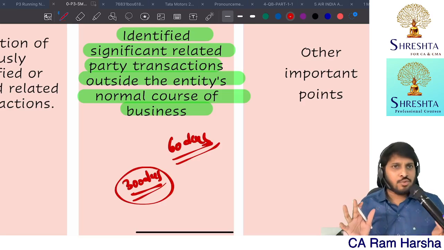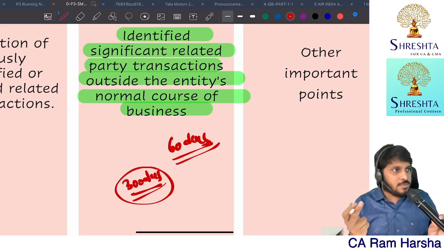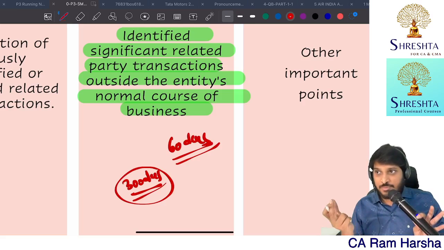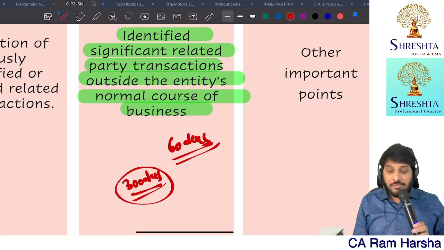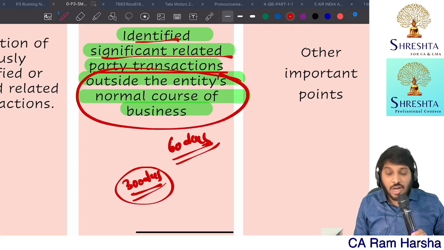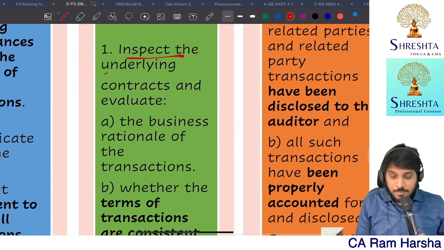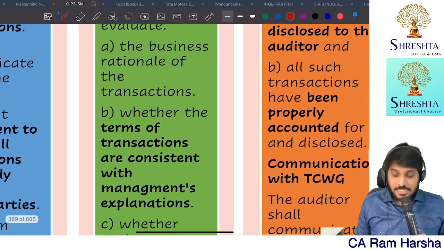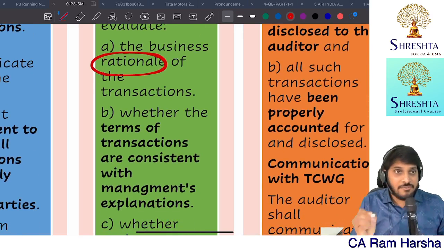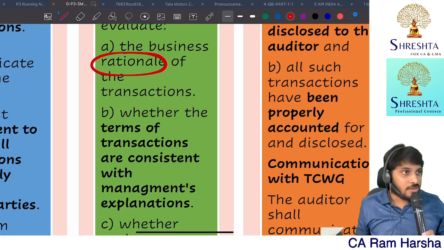Generally what I do, that's ordinary course of business. Outside ordinary course of business means occasionally, unusually, exceptionally what I do. Getting it? If you identify any related party transaction outside normal business terms and conditions, what auditor has to do? Inspect the contract. Check what is the necessity for the transaction. Why are you giving 300 days credit? What is the rationale?